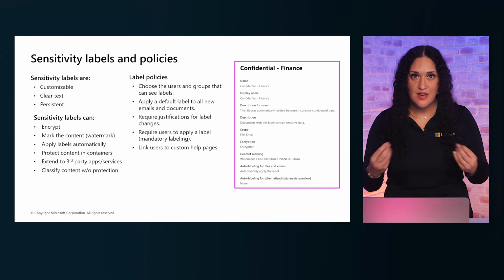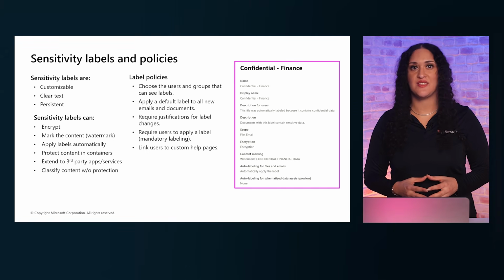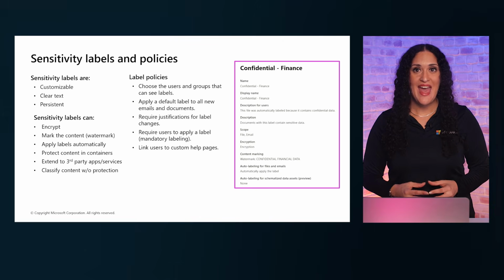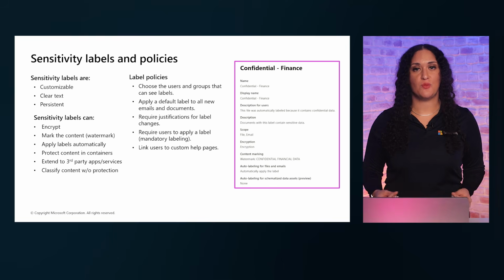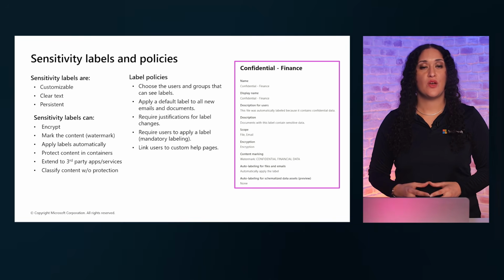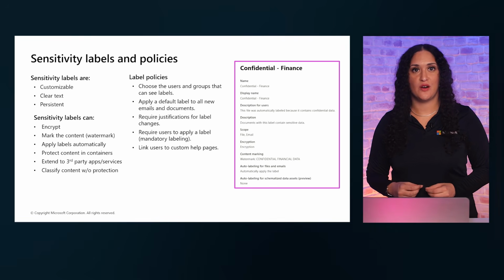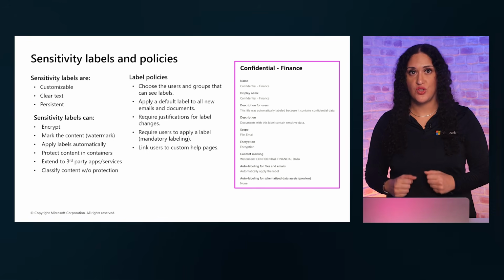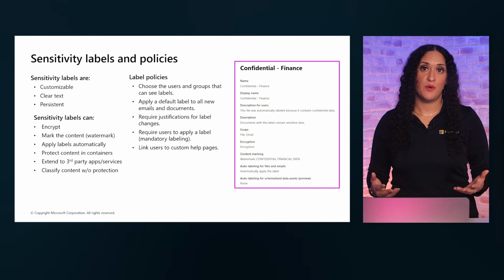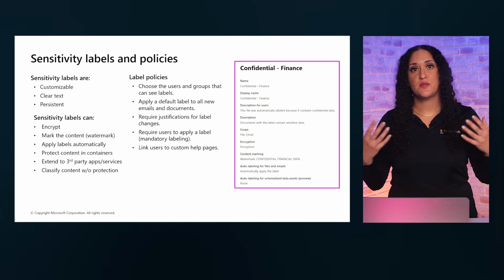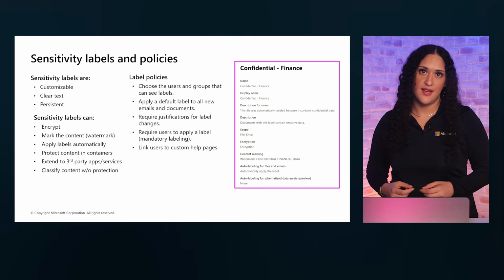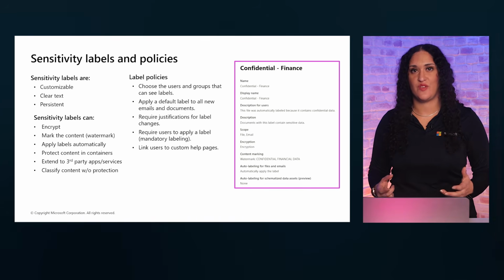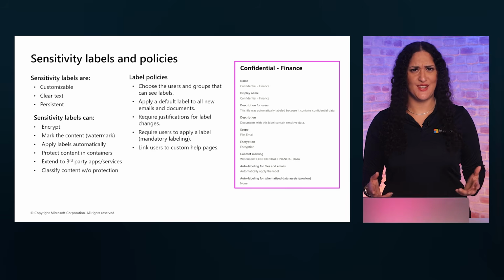Labels can also extend protection to containers like SharePoint sites and Microsoft 365 groups, and even integrate with third-party apps through the Microsoft Information Protection SDK. The result is a flexible protection model that balances strong security with productivity, helping organizations meet compliance requirements. It can also help us prevent accidental data exposure, and it gives users clear guidance on how to handle sensitive information. So let's see an example.